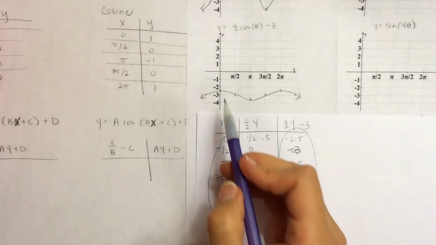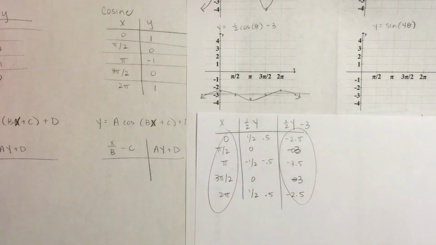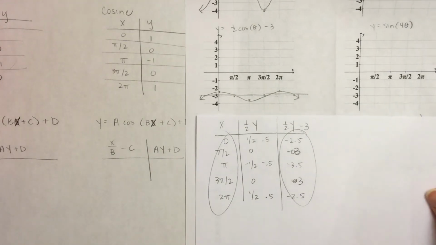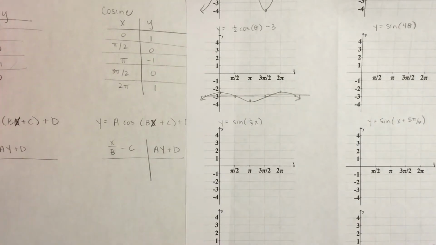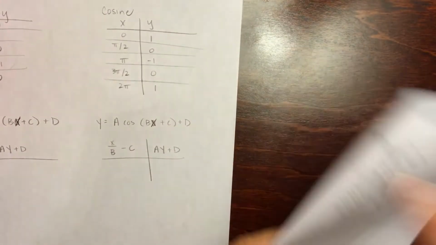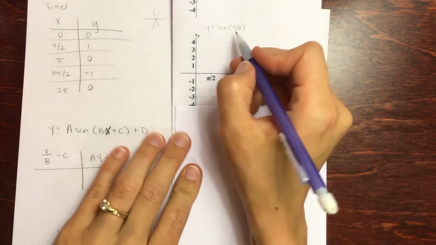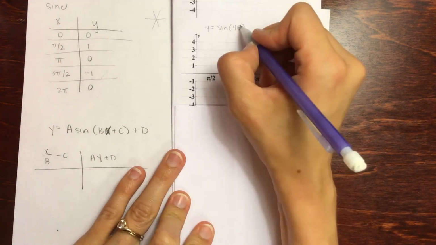Done. Notice the center of my graph has now been moved down 3 and it's not quite as tall. All right, let's do an example where we finally have a transformation with our x's and see what happens there. We have y equals sine of 4x. We're going back to sine, so make sure you start with the correct starting points.